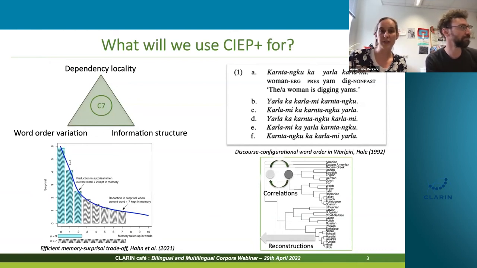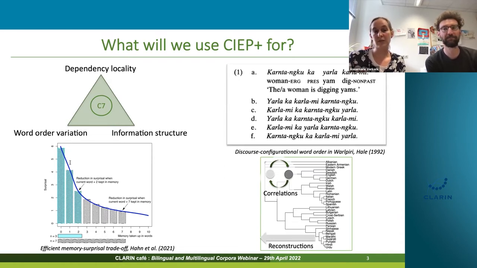So why are we doing this? The reason is that we applied recently for a big project. Within our department here in Saarbrücken and across Germany, we have a big Deutsche Forschungsgemeinschaft project, which is called SFB 1102. It has to do with information theory and linguistic encoding of information. What we want to do is study in a cross-linguistic fashion the interdependency between dependency locality, word order variation, and information structure. So that's what this triangle stands for there.